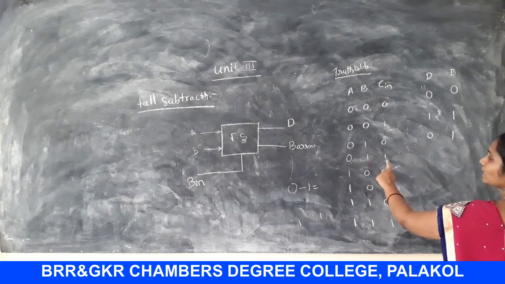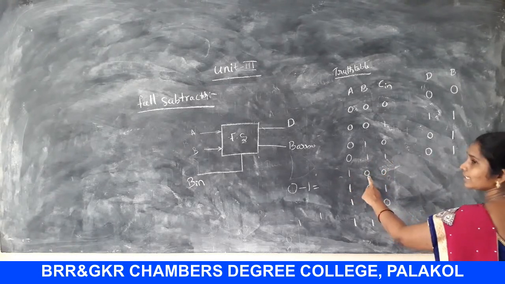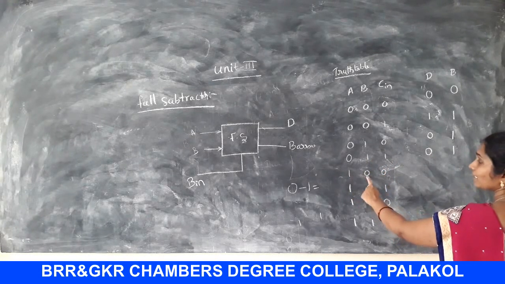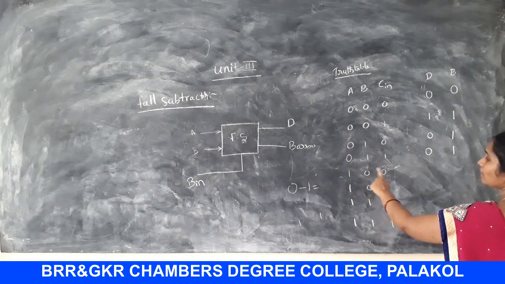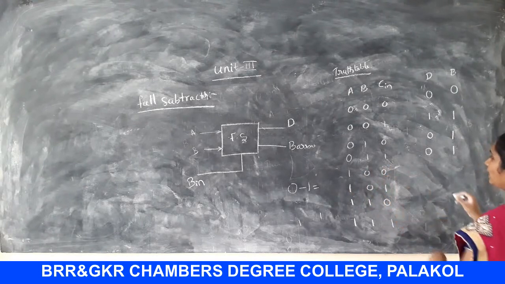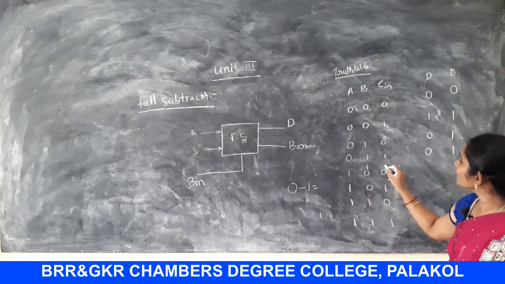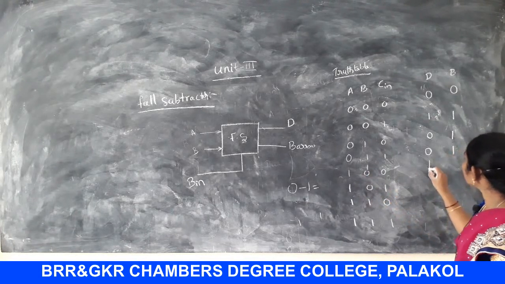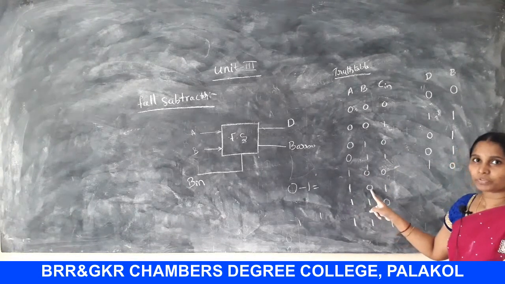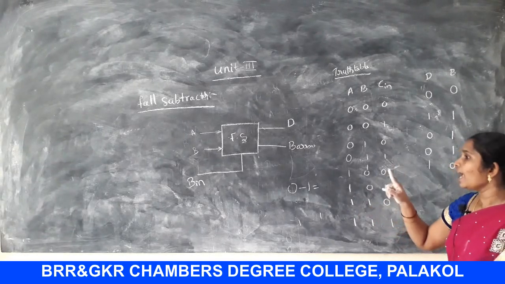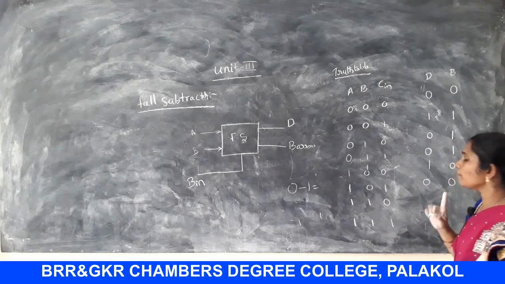So 1 minus 1 is 0 and the borrow is 1, and after that 1 minus 0 is 1. Again 1 minus 0 is 1. Here 1 minus 0 is 1 and 1 minus 0 is 1, so the difference is 1, the borrow is 0. And next one is 1 minus 0, so 1 minus 0 is 1 and 1 minus 1 is 0. Therefore difference 0 and borrow 0.